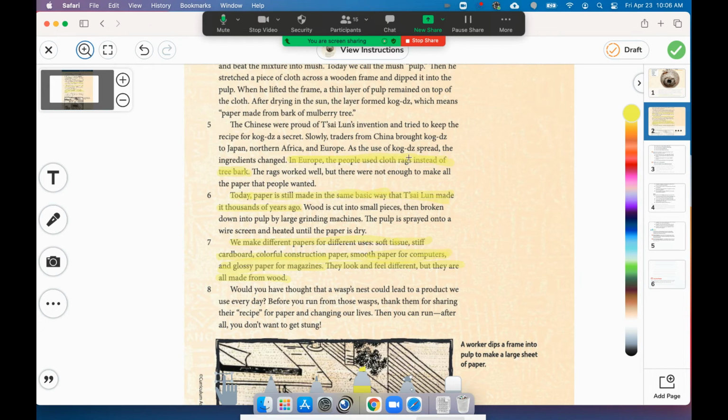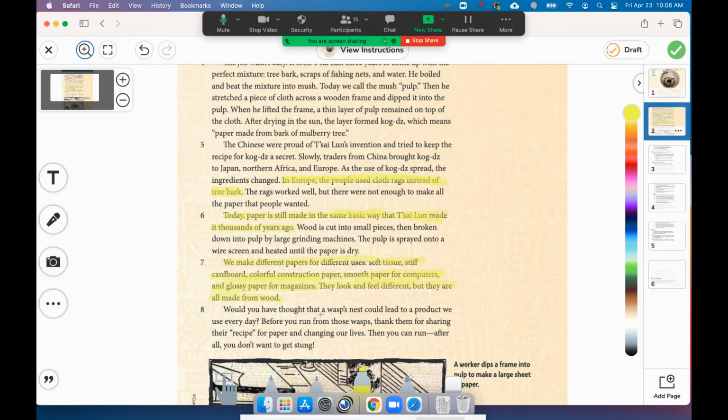All right, so I see a lot of connections here. I see how in Europe they use the same recipe, but they use cloth rags. I switched those, didn't I? Cloth rags instead of tree bark. Today we use the same recipe or the same method. We have different types of paper, but they're made from the same materials. Lots of comparisons there.